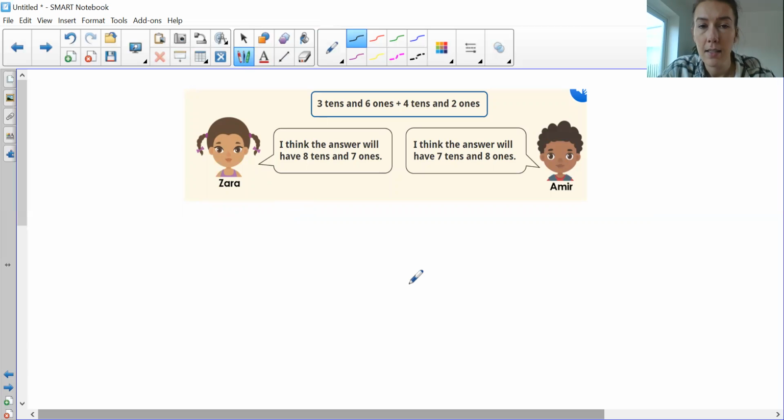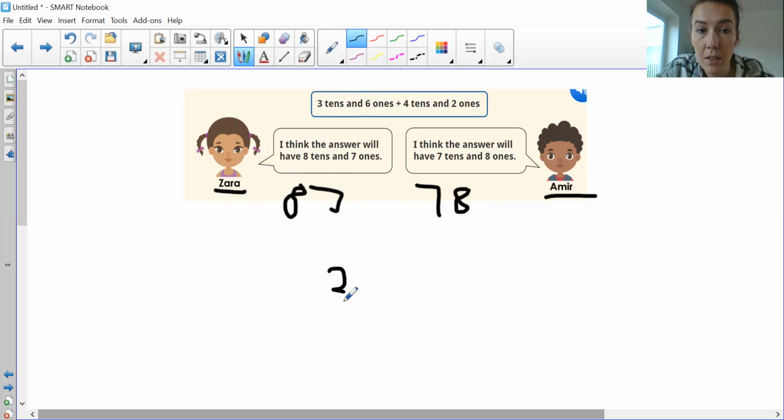Right, so let's just see how we would work it out. There's no point just guessing because it is going to take some working out. So you need to decide whether it's Zara who is correct or whether it is Amia. Zara thinks the answer is going to have 8 tens and 7 ones, but Amia thinks the opposite, 7 tens and 8 ones. So I would figure out what these numbers are. We've got 3 tens and 6 ones, so that's going to be 36. And then we've got 4 tens and 2 ones, so that's going to be 42.